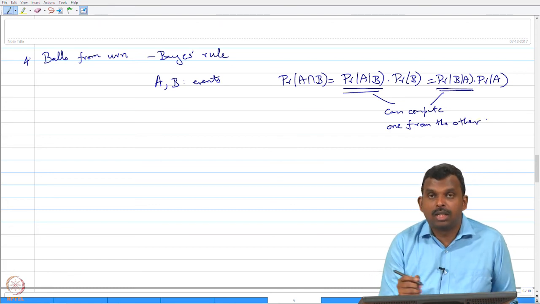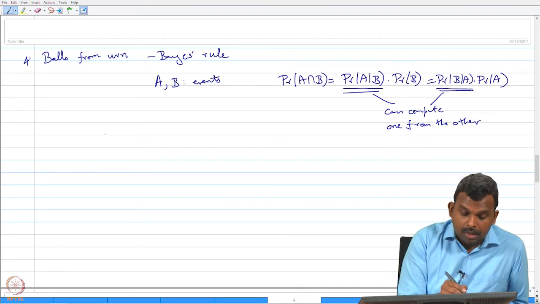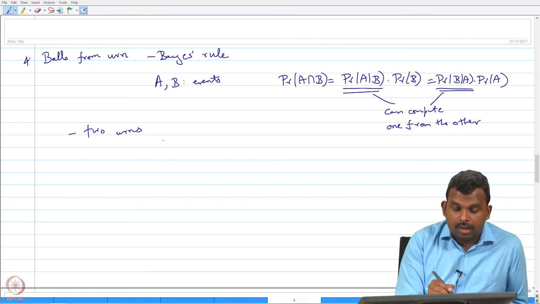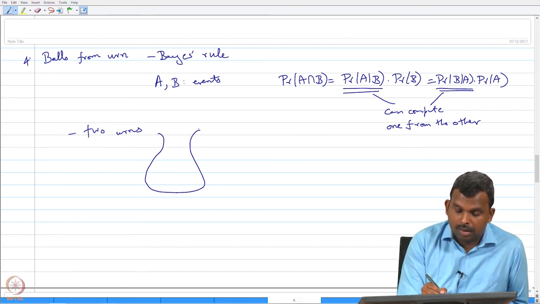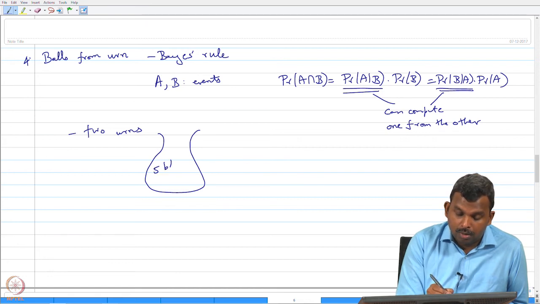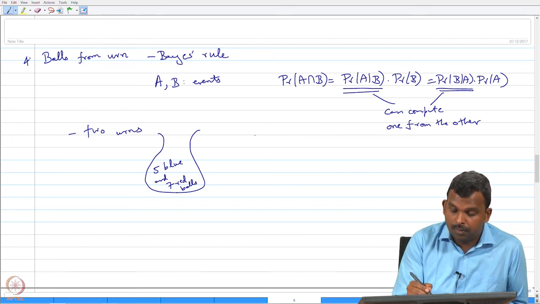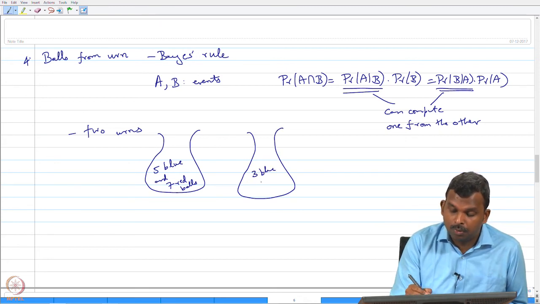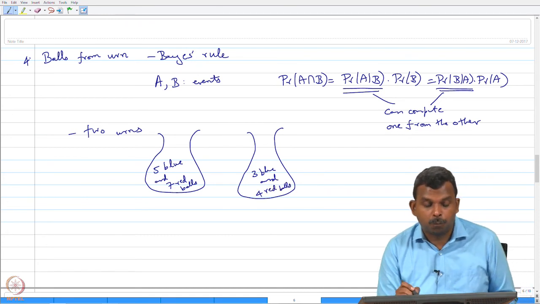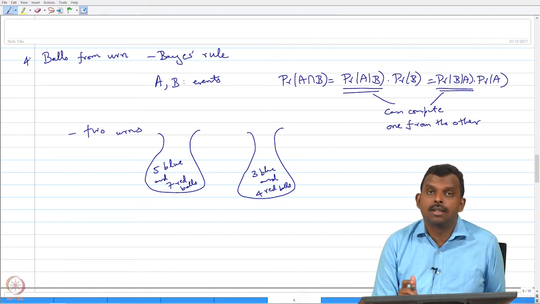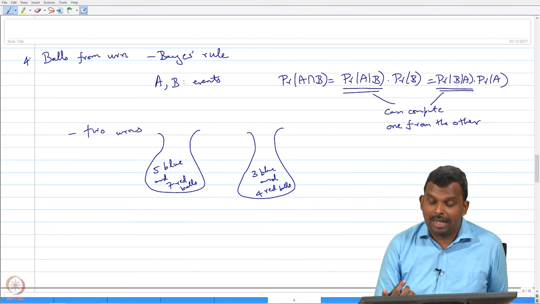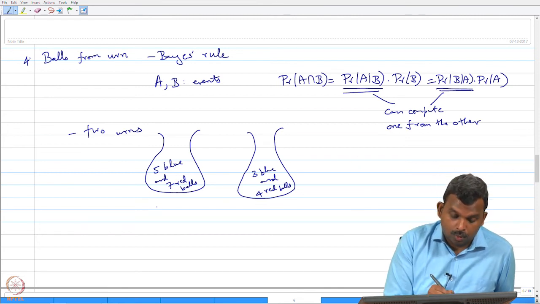So, I will give you a nice example, a very standard example. Let us say we have two urns. The first urn has, let us say, 5 blue and 7 red balls. It is a very classic illustration of Bayes' rule. The second one has 3 blue and 4 red balls. Now, the experiment goes like this. There are two urns. I am going to pick any one urn at random. So, this is urn 1.